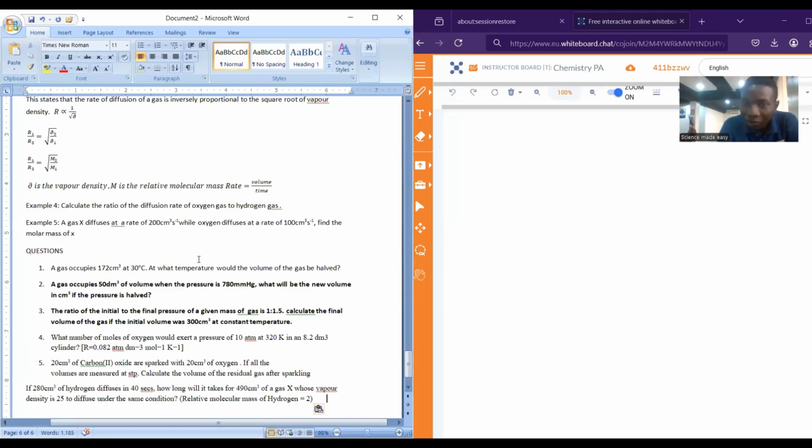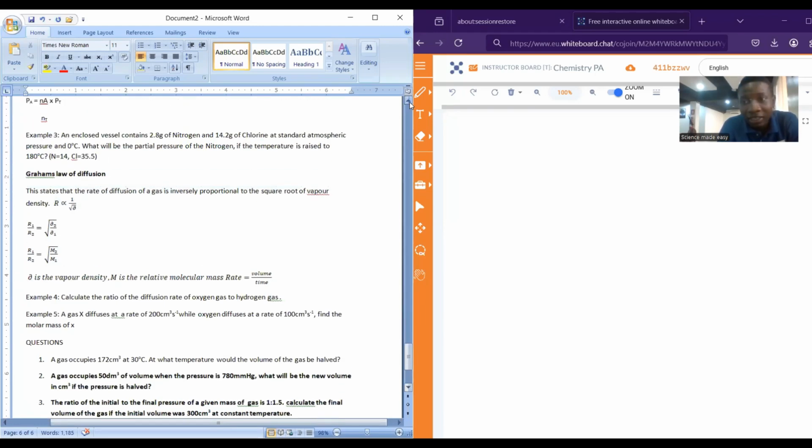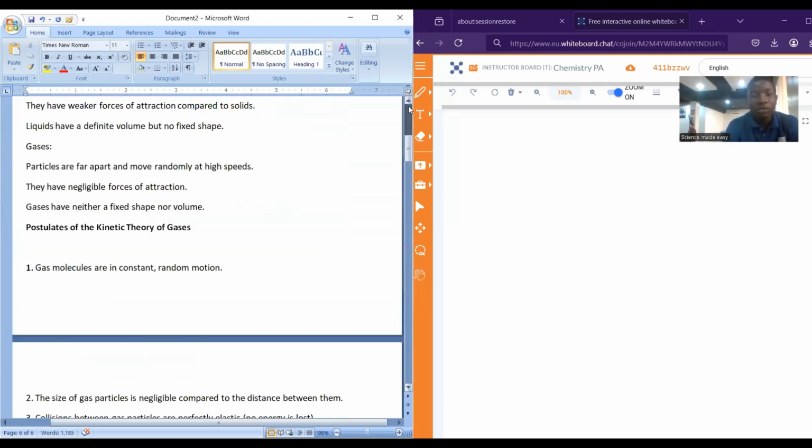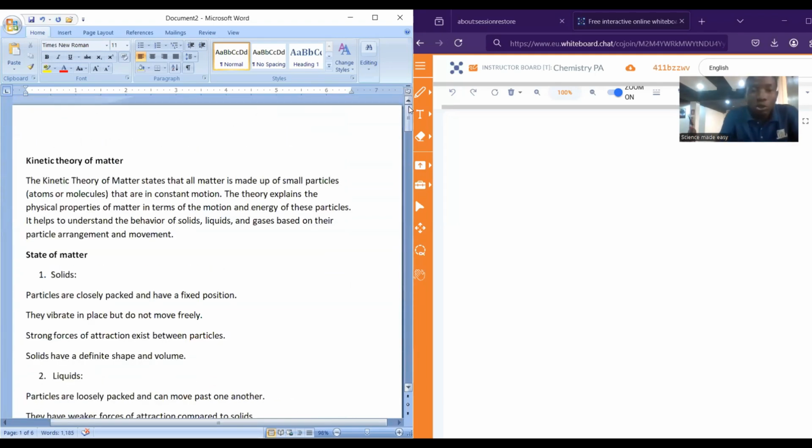So what are we here for again? Chemistry. Today we'll be talking about the kinetic gas equation, the kinetic theory of gases. When you hear the word kinetic, what does it mean? Movement. That means we'll be talking about the movement of gases.